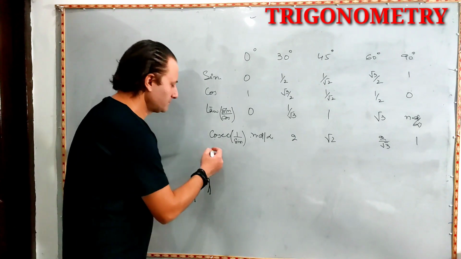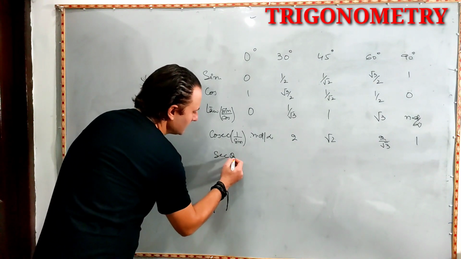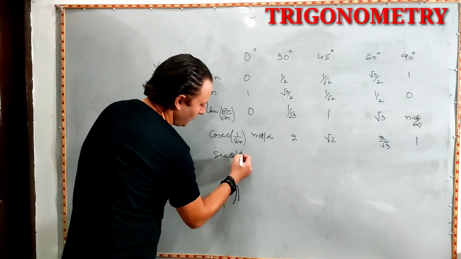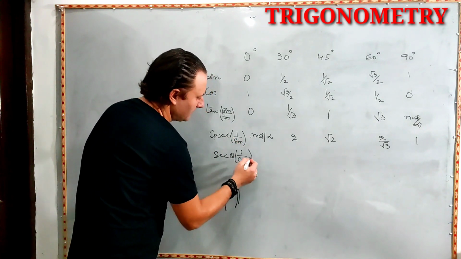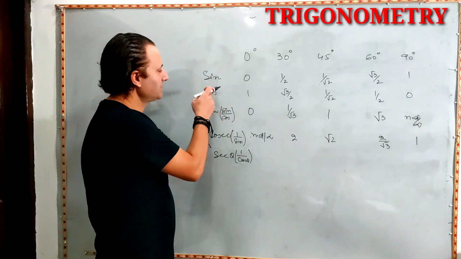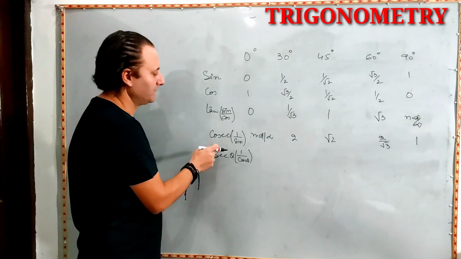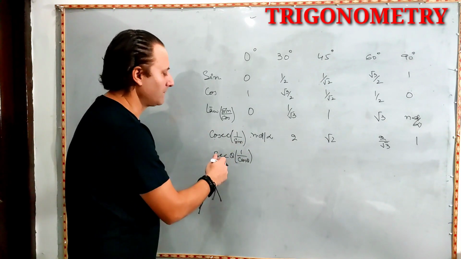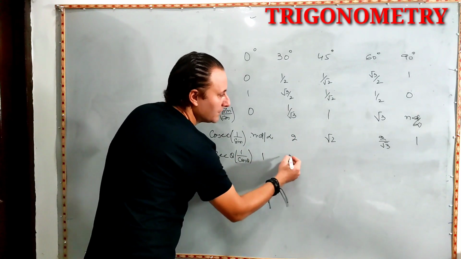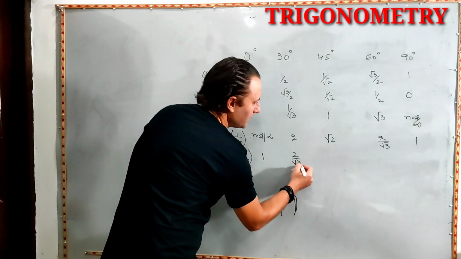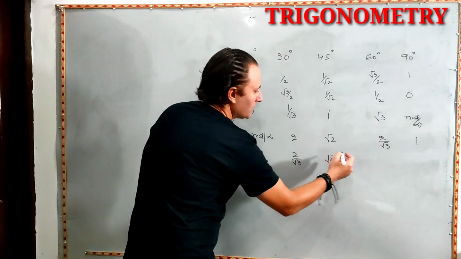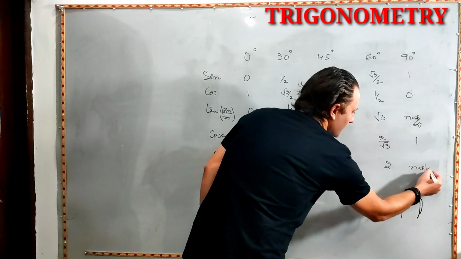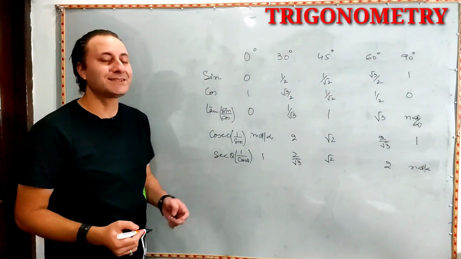Now what do we have? We have sec theta. Sec theta, you can write 1 upon cos theta, or there is another way. Just the way we did sine and cos, we have the same pattern here as well. Cosec theta, reverse of cosec theta will be sec theta. So I will write 1, then 2 upon root 3, then root 2, then 2, and then not defined. Clear? So this is sec theta.